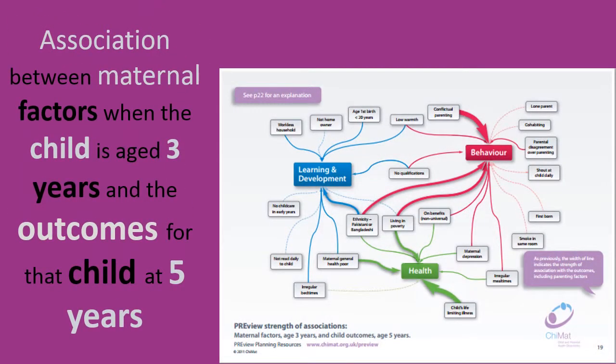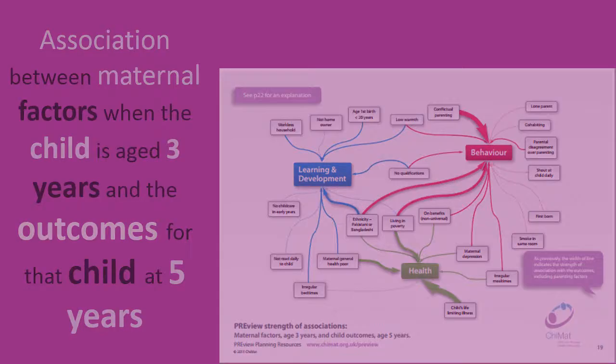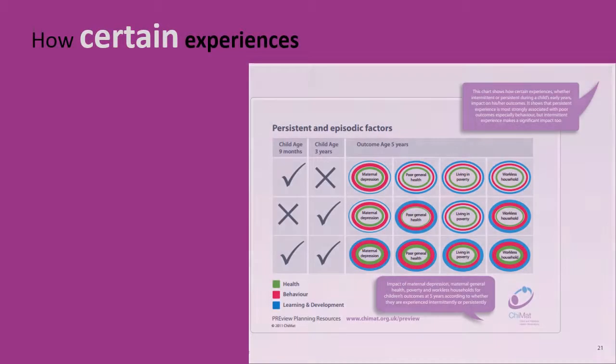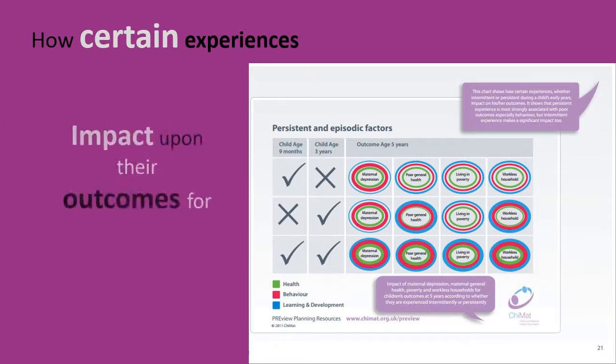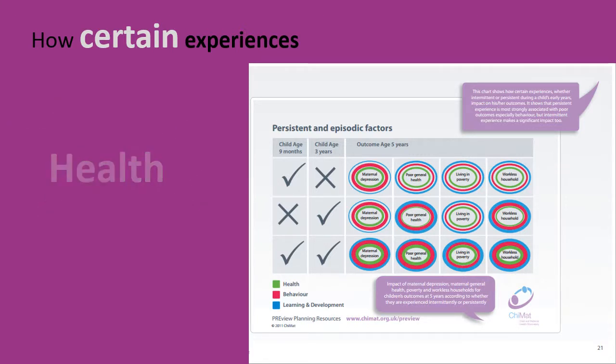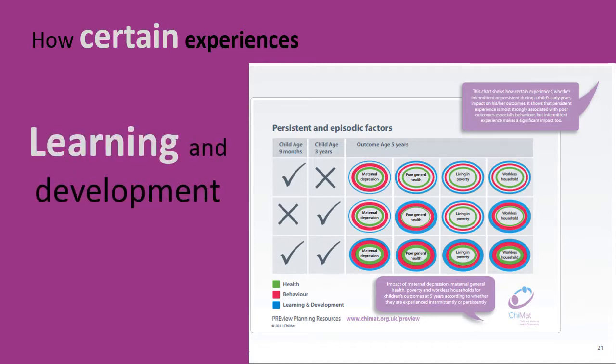There is a chart showing the association between maternal factors when the child is aged 3 and the outcomes for that child when they're aged 5. And the third chart shows how certain experiences, whether intermittent or persistent, during a child's early years, impact upon their outcomes for health, behaviour and learning and development.